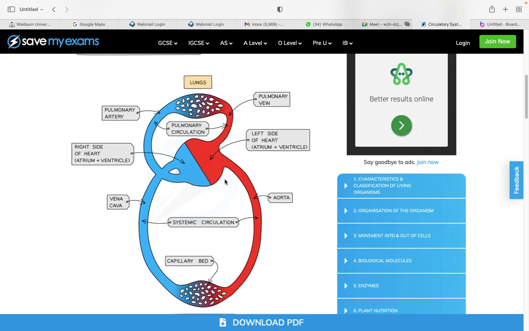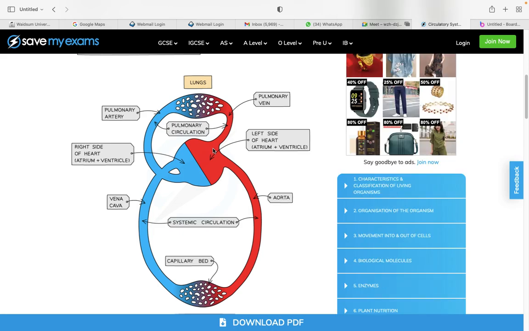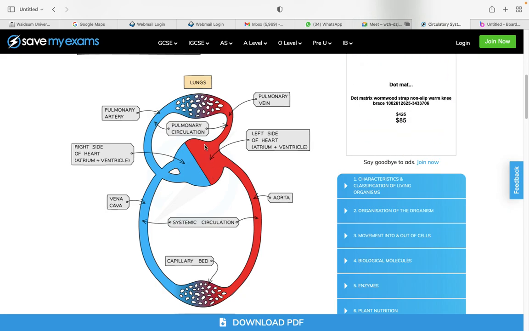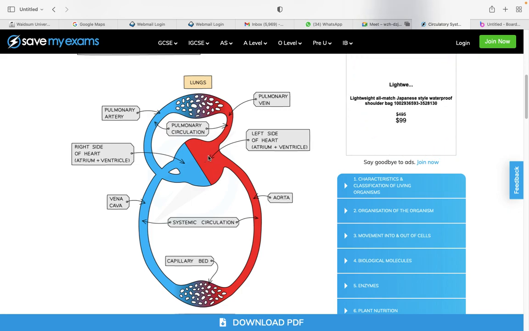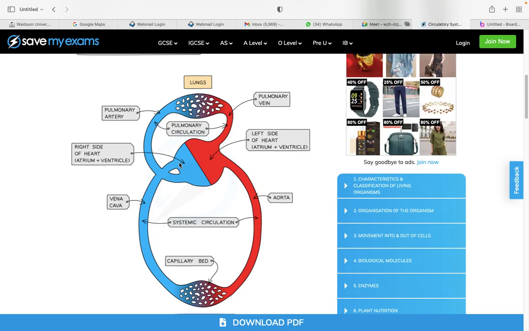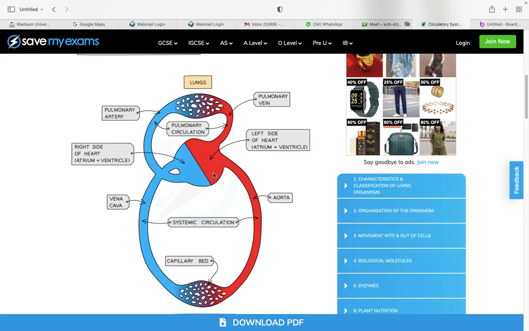Now when the blood gets to the heart, it enters through the left atrium, then down to the left ventricle. Remember, this part is called the left, okay? Although when it's facing us, it looks like the right, this is the left, and this other side is the right. So it comes in here through the left atrium, then down to the left ventricle.